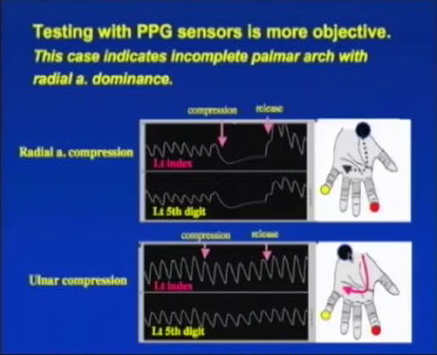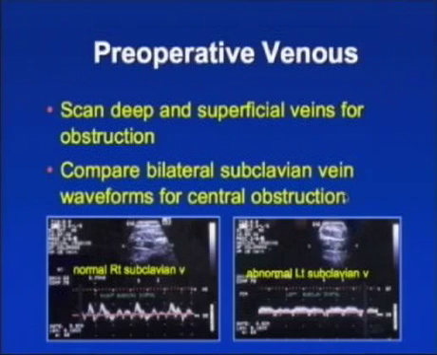So this patient would not be a candidate for this particular radial artery to be used in a fistula or a graft situation, because if there's a cessation to flow in this radial artery distally, it can result in ischemic symptoms in the digits. Now, as far as the preoperative venous assessment, we scan the deep and superficial veins for any obstruction or previous thrombosis.